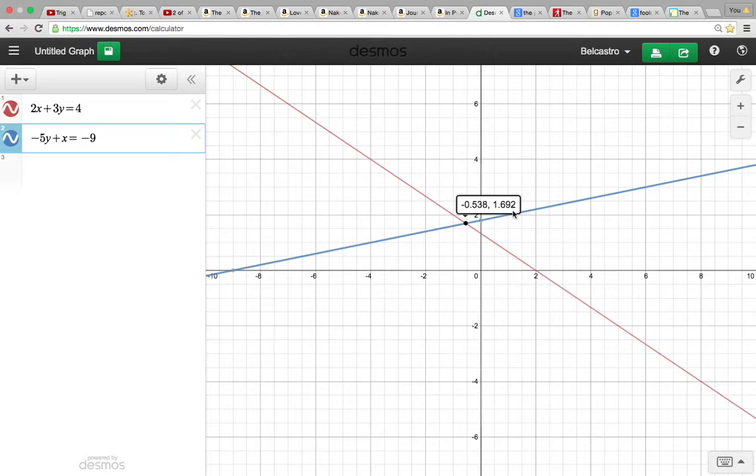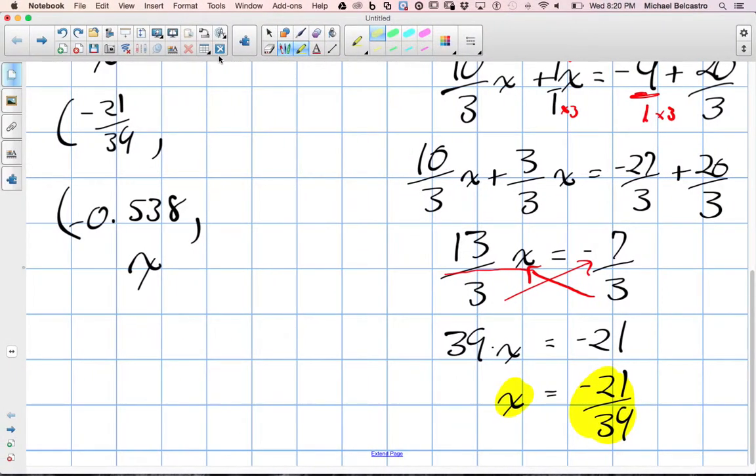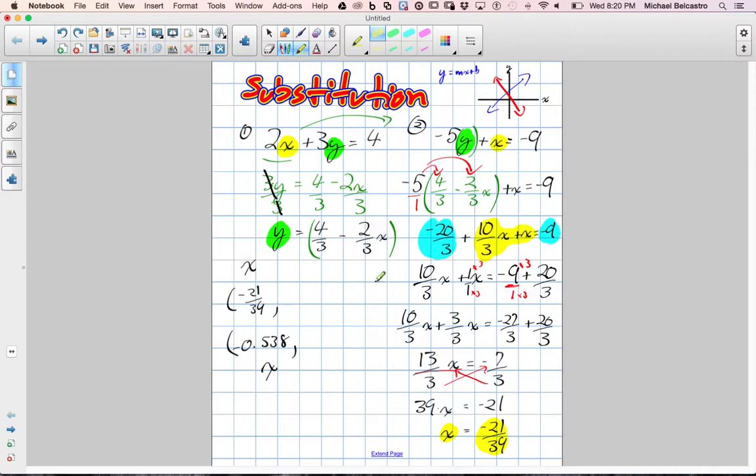So you just bring that back in. That's how you go about solving that. Again, this is quite a difficult substitution question. Probably the hardest one you would do, or the hardest type you do in grade 10.